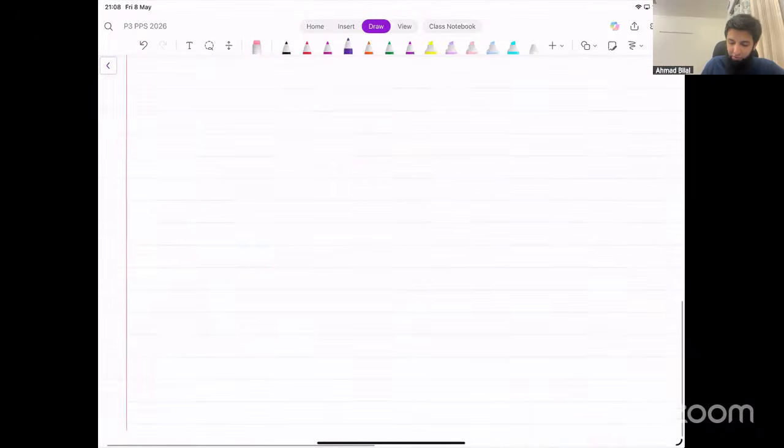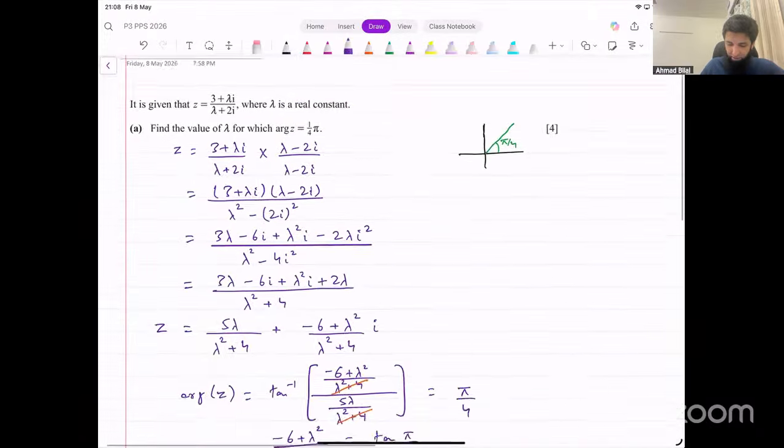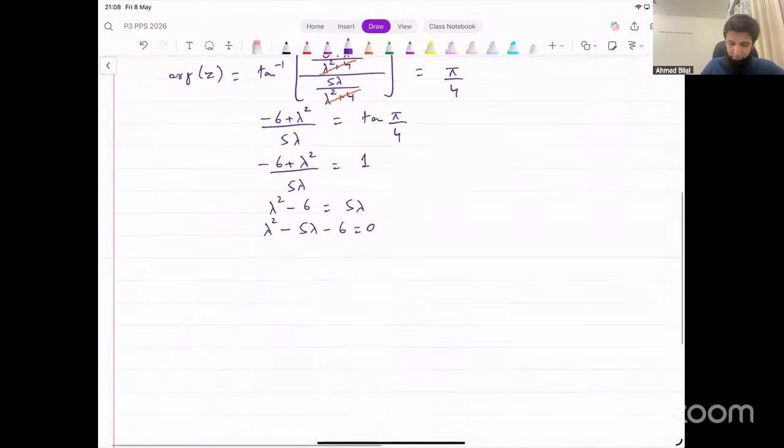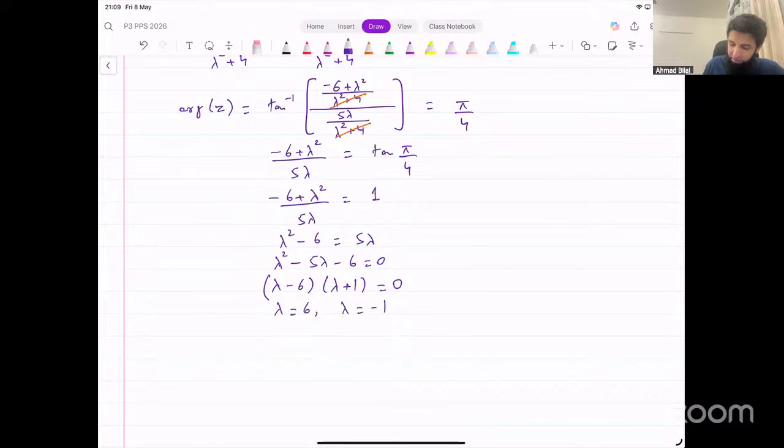Now, how do we solve this quadratic? Lambda squared minus 5 lambda minus 6. We have to factorize this. Lambda squared, we can say there are two factors, lambda and lambda, and 6 and 1, right? So minus 6 and plus 1. Lambda minus 6 and lambda plus 1. These will be the two factors that we get from this. And lambda is either equal to 6 or lambda is equal to negative 1. These are two values of lambda that we're getting.